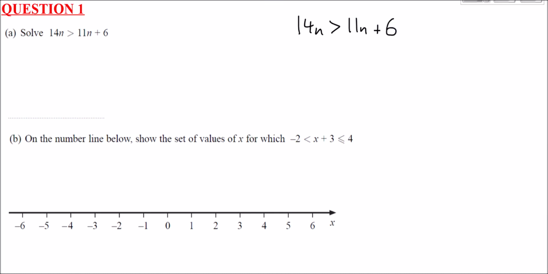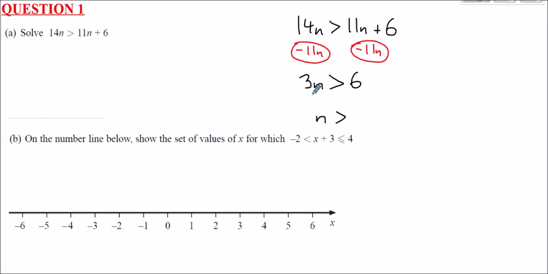Inequalities work very much the same as equations. What we do to one side, we need to do to the other. So if we subtract 11n from both sides of this inequality, on the left, 14n take away 11n leaves us with 3n, and on this side, the 11n's have now all been taken away, so we're just left with 6. Now we need to leave this in terms of n on its own.